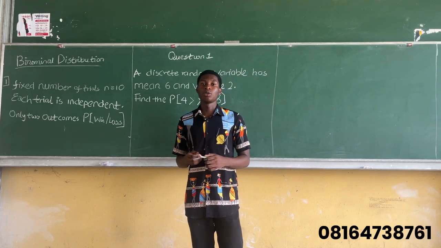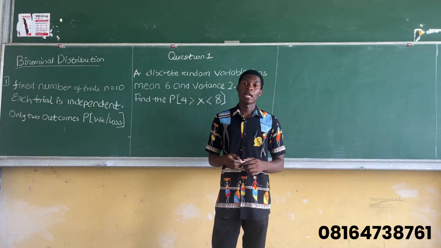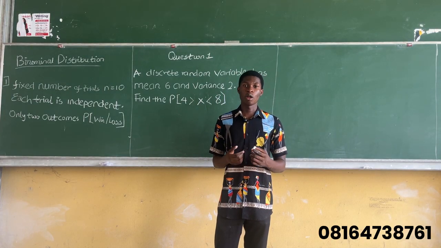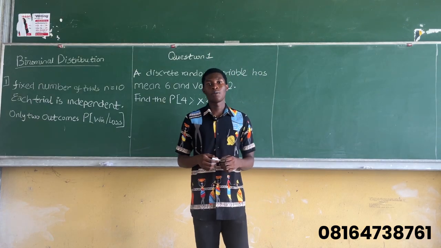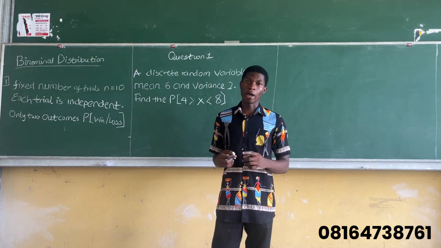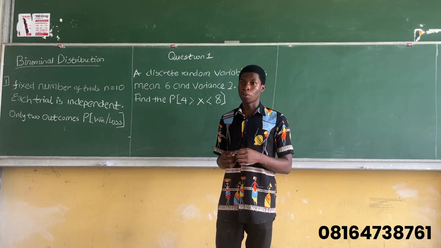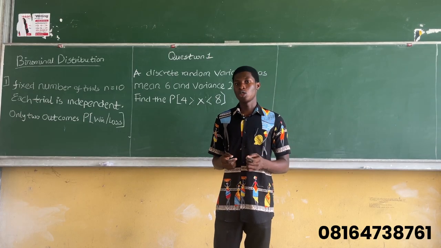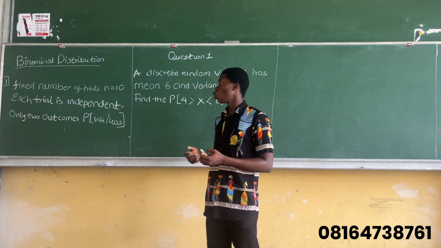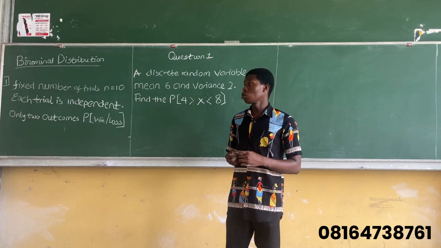So binomial distribution is a kind of distribution that measures the number of successes in a given number of trials. So let's say, for example, you're given a loop and you're asked to throw a ball into that loop. The number of times you succeed in throwing that ball into that loop is what binomial distribution aims to measure.